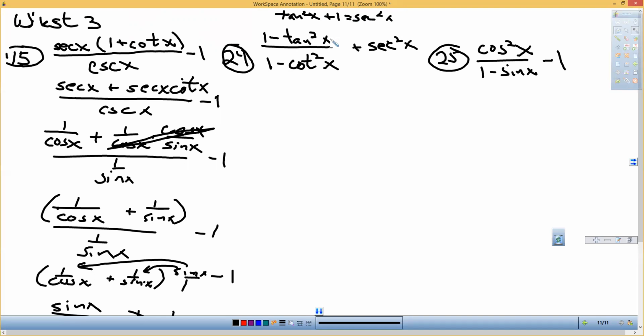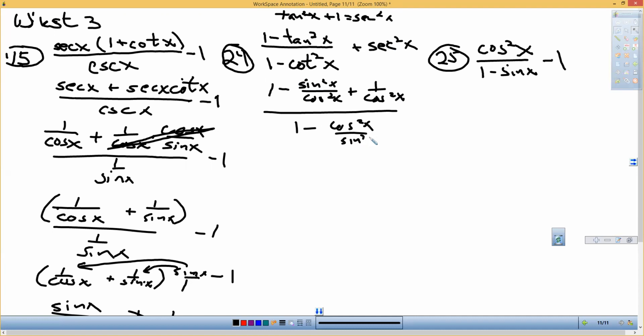So I'm going to put secant squared x minus 1. Better, yeah. I'll tell you what, I'm going to do it like you guys would. I'm going to change everything into sine and cosine and see where we are. I think this is what you guys would do. I don't think this is probably the fastest way. So this is reciprocal, so it's 1 over cosine squared x, and then down here I got 1 minus cosine squared x over sine squared x, because that's what cotangent is.